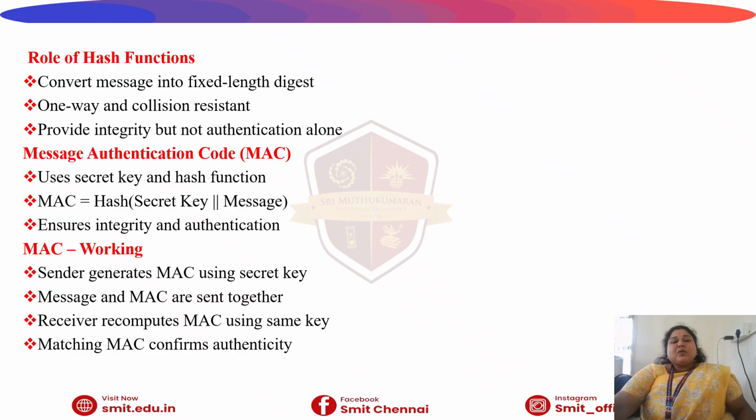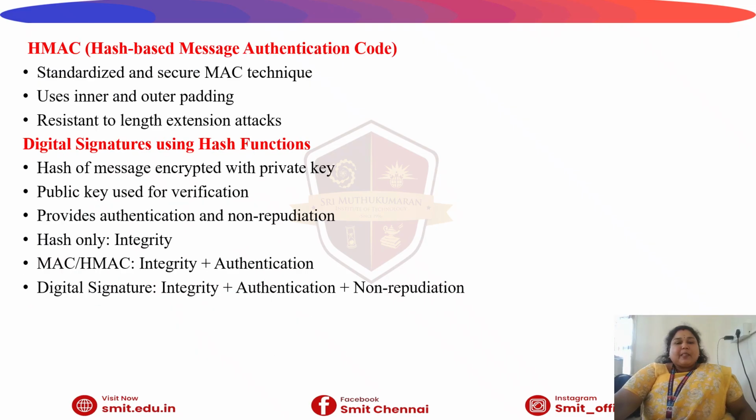Message authentication code, MAC, uses secret keys and hash functions. MAC is equal to hash of secret key concatenated with message. So it ensures integrity and authentication. Let us see how MAC works. The sender generates a MAC using the secret key and message, and the message and MAC are sent together. The receiver recomputes a MAC using the same key, and a matching MAC confirms authenticity.